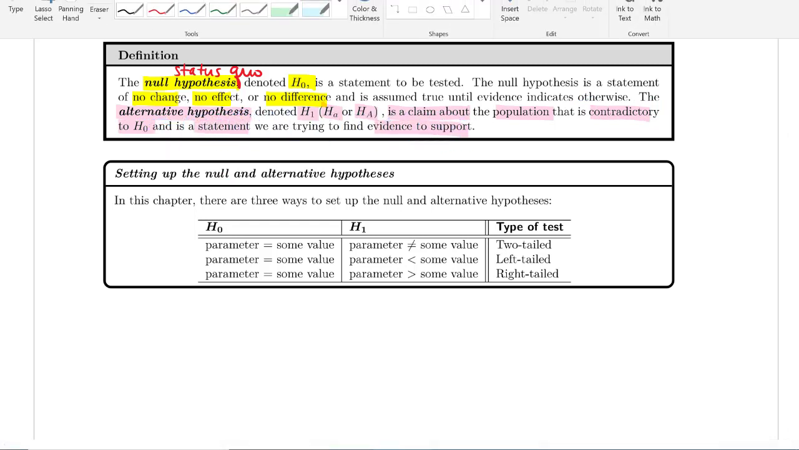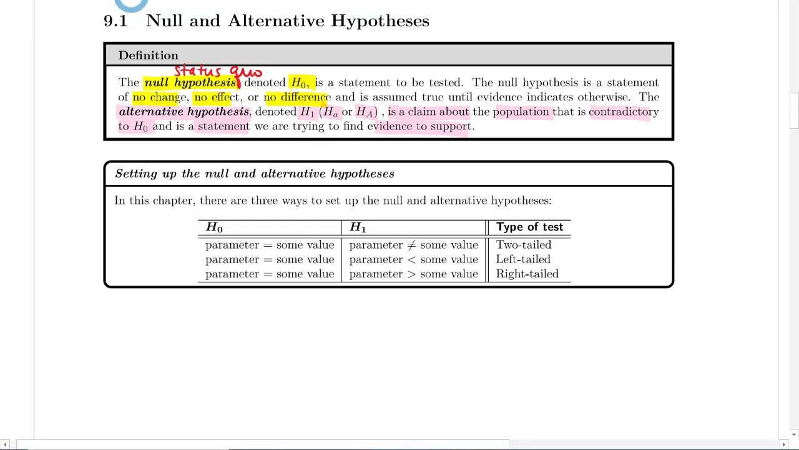So my claim is that this blow dryer isn't the best blow dryer. The status quo would say, no, this blow dryer is the best blow dryer. That's status quo. My claim is that it's not. And so the process of hypothesis testing is finding evidence to support that statement. Sometimes you will, sometimes you won't. It's really up to your sample data and your statistics. Okay, so there are 3 scenarios for how to set this up.